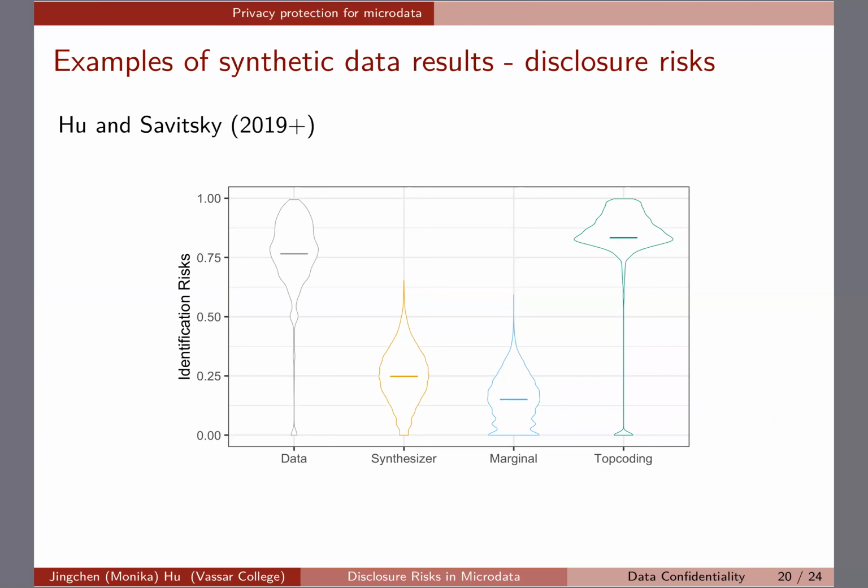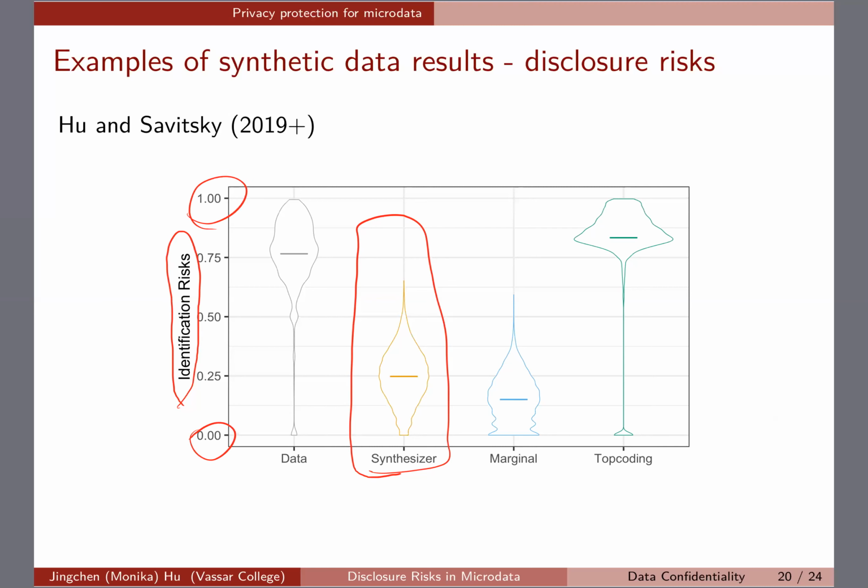And this is an example from recent research, where we're trying to show that when you do synthetic data, that's the one we should focus on here. So this is plotting identification disclosure risks, okay? In this project, we define identification disclosure risk to be a probability. So that's why you see it's from 0 to 1, okay? If it's closer to 1, it's a higher chance to be identified, so it's higher risk. If it's closer to 0, it's a lower chance to be identified, so it's lower risk.